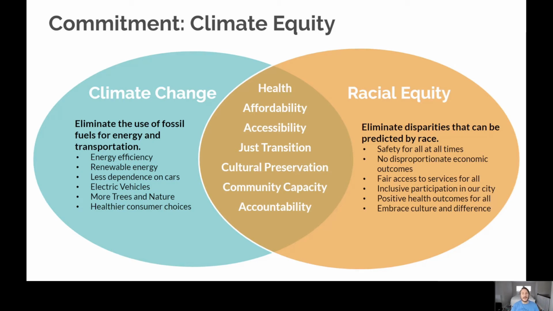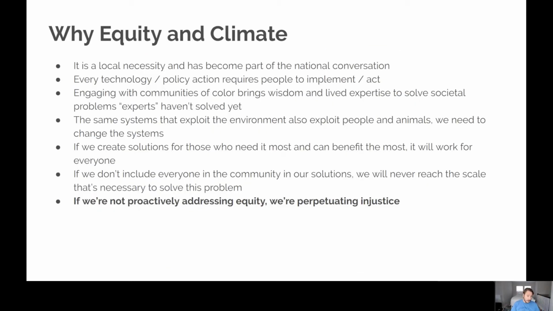So we think that solving these 2 issues, it's essential that we do both, and it's kind of impossible to pull them apart, because solving climate change in a city that still has dramatic racial inequities is just not acceptable. Why equity and climate? It's really become a local necessity to do work in our community in Austin, and we think that's really powerful. All of the policies and programs and all the activities that we're going to talk about that are going to come out of this climate plan, they all require people and policies and government to implement and act.